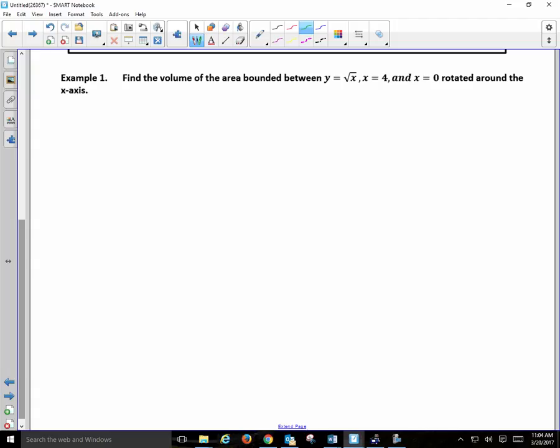So let's put this example to a nice practical piece right here. It says find the volume of the area bounded between y equals the square root of x, x equals 4, and x equals 0, rotated around the x-axis. The most challenging part for people is often getting the drawing, and that's what you have to be able to do. You have to be able to come up with that. Square root of x looks like this. We're bounded by x equals 0 and x equals 4.